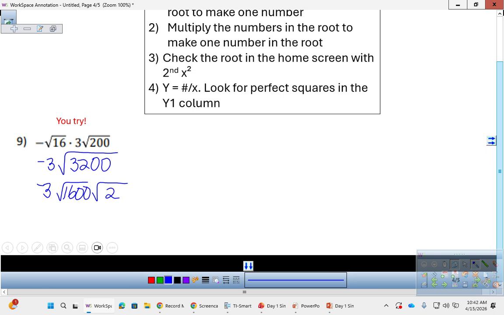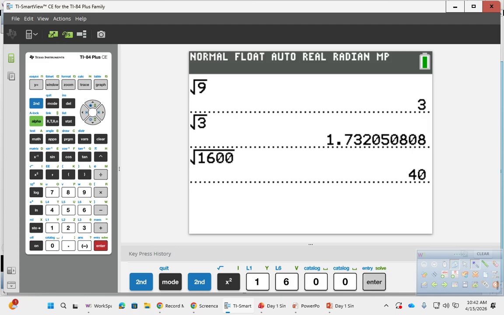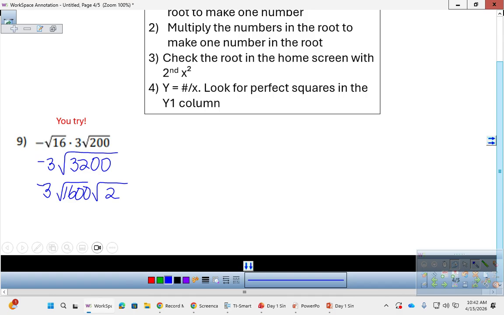Let me just check. Thinking because 16 is a perfect square and 100 is a perfect square, then 1,600 is probably a perfect square. It is. Alright. I think actually there even is a bigger one though, is there? 1,602? That's about right. Alright, so the square root of 1,600 is 40. And so this becomes 40 times 3, so -120 root 2.